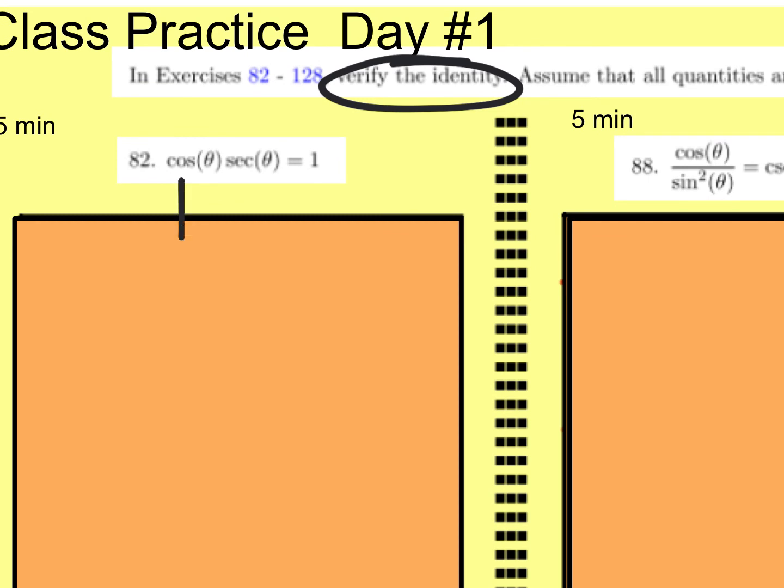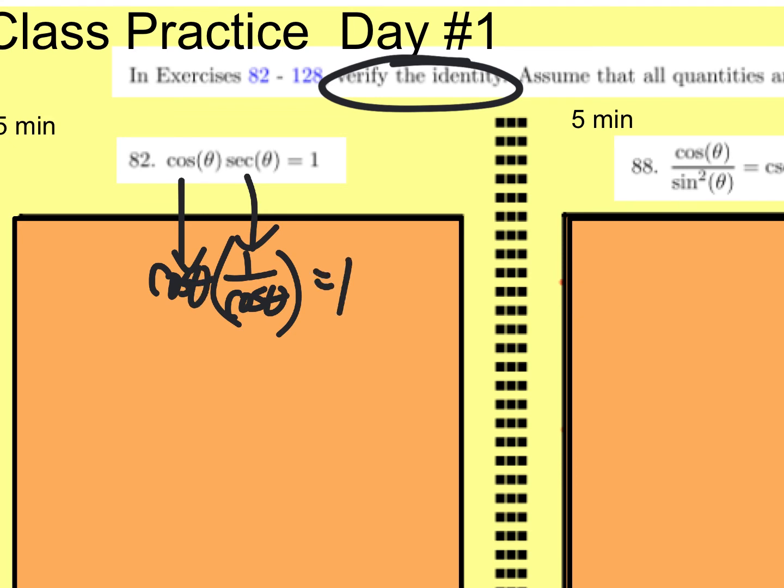So cosine, is there anything easy to replace cosine with? Well, I'd rather replace secant with something. What could I replace secant with? One over cosine. Yeah, secant is 1 over cosine, because they're sisters of each other. And this is cosine. Oh, I see what we're doing here. Cosine times 1 over cosine.